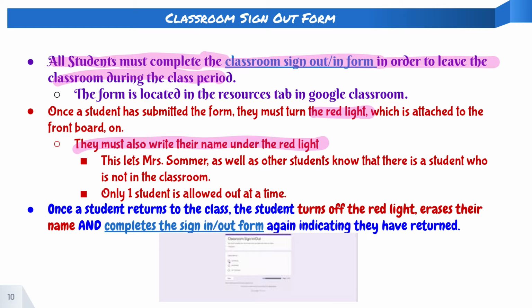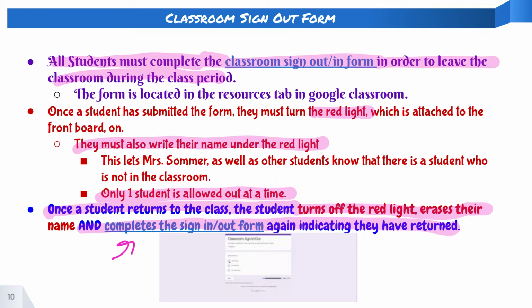They shouldn't fill out the Google form because only one student is allowed out of the classroom at a time. Once a student returns to the class, the student turns off the red light and completes the sign-in, sign-out form indicating their return. Now, this is important here, completing it when they return to class. That gives them a timestamp of how long they were out of class. It's a way to keep track of how long students are leaving, if they're leaving at the same time every day for the same amount of time, to have some of those conversations regarding that.